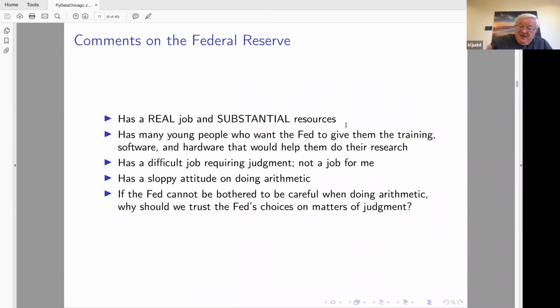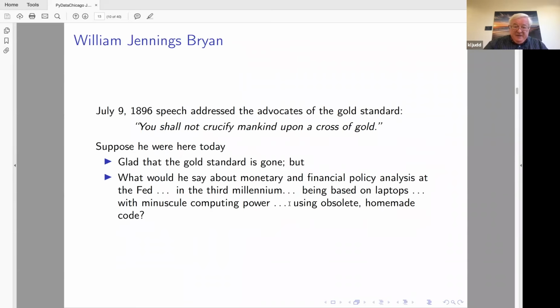Now, I would not want the Fed's job, to manage the monetary policy and economic policy. That's a very difficult job requiring a lot of judgment. But when the organization doesn't really care about being good at doing the arithmetic behind their judgments, I wonder how careful they are when it comes to judgments. That's the challenge that I've made to them.